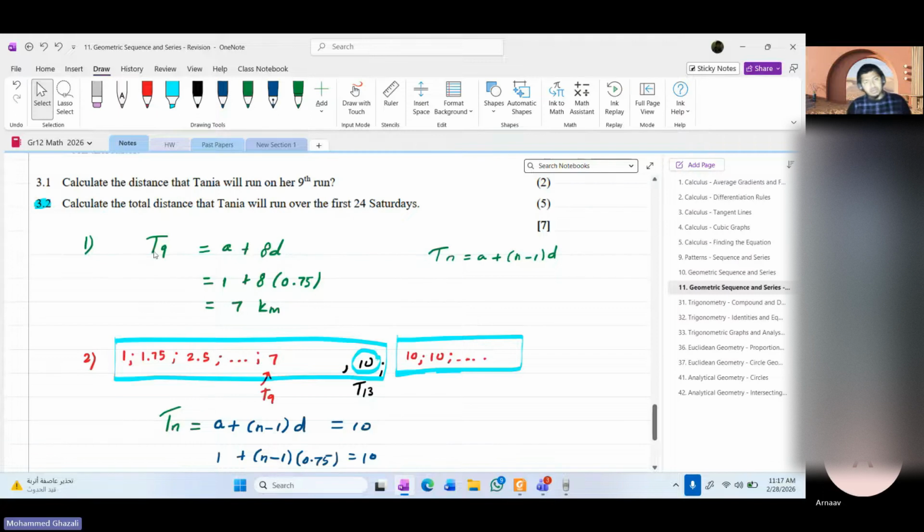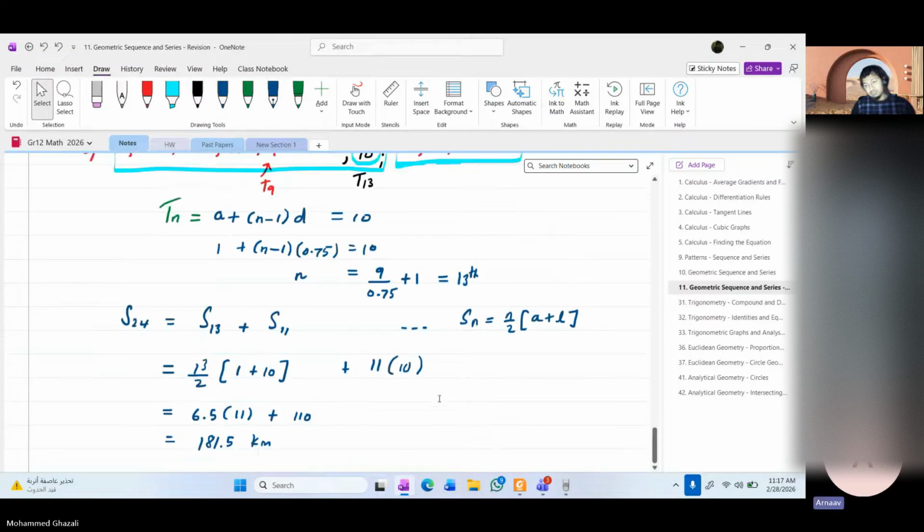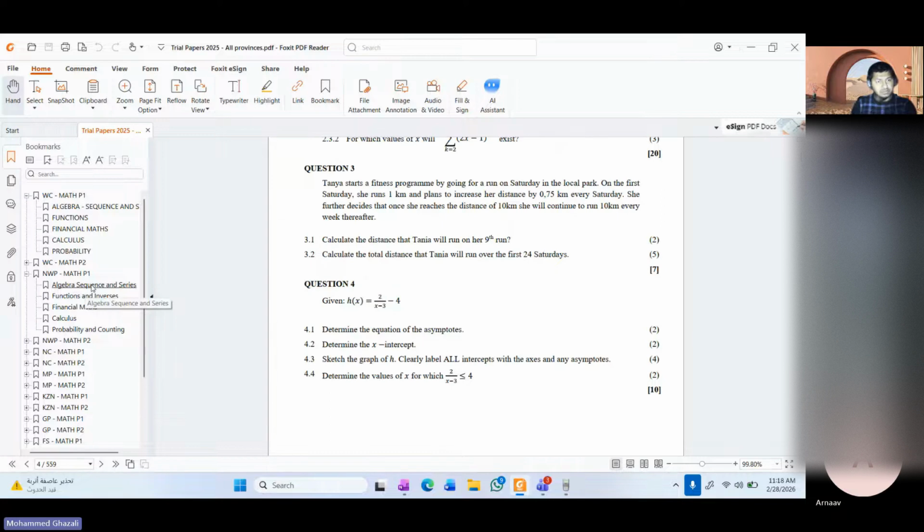So just be careful how you are answering the question. Calculate the total distance that Tanya will run over the first 24 Saturdays. Right. Perfect, guys. Arnav, you understood this problem? We good? Yes, sir. Excellent. Guys, if you have any questions, please ask. Or if I'm making a mistake, please correct me. Right, so nice word problem there. 3.2, a very good question, right? Moving on to the next question.